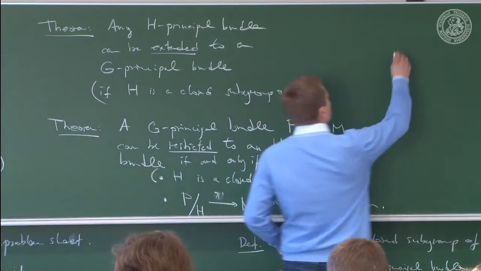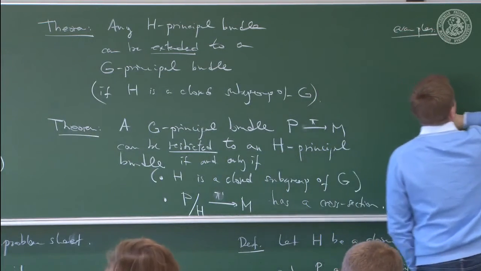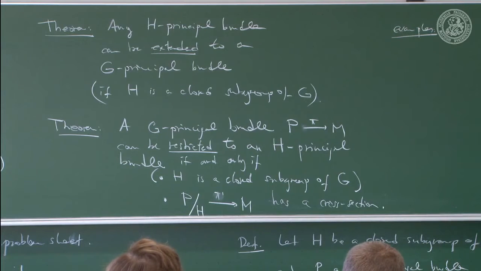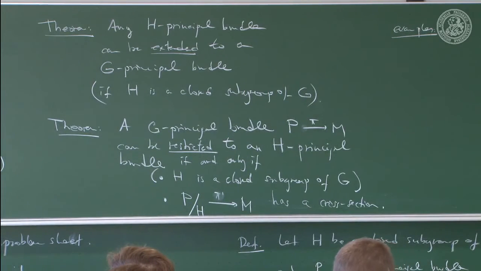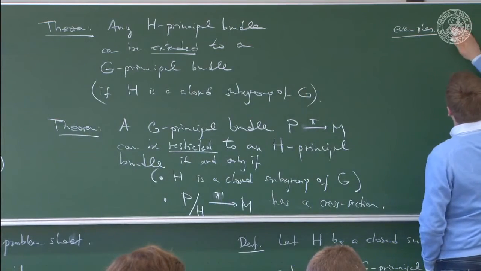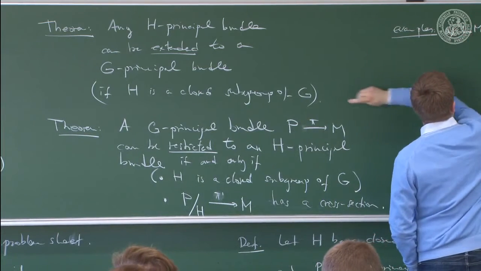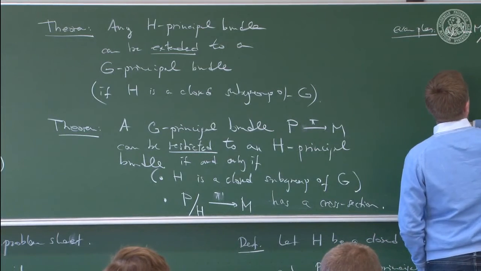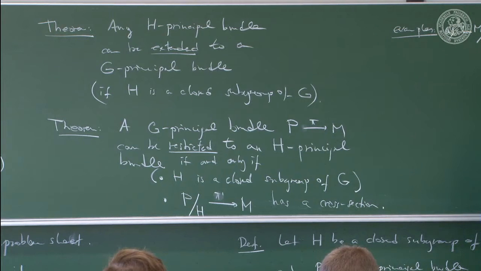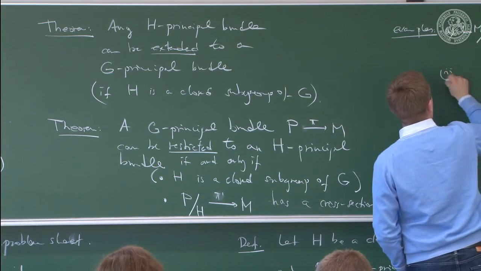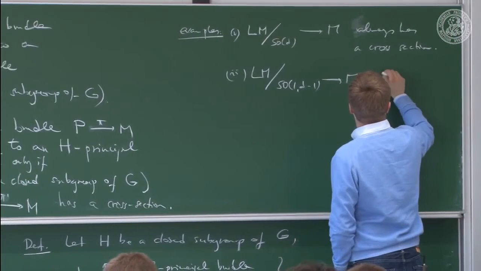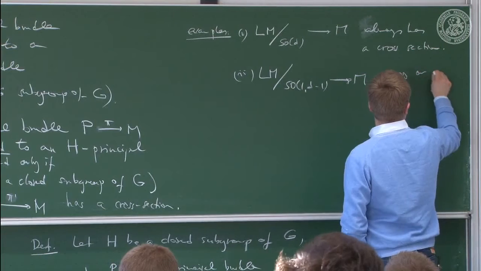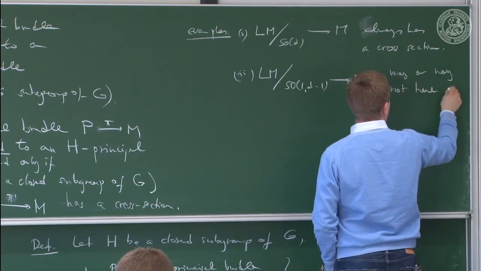And so examples, well, the two before. If I take here the examples 1 and 2, so that's again examples 1 and 2 from before, LM mod SO3 to M always has a cross section, and 2, LM mod SO1,D-1 to M may or may not have a cross section.